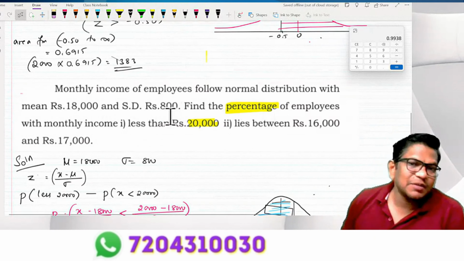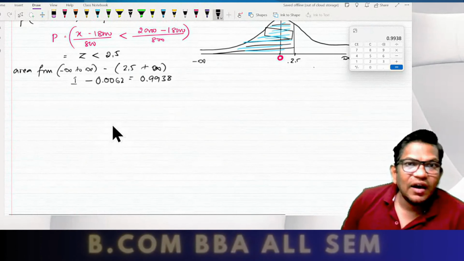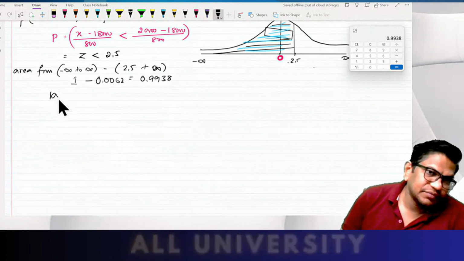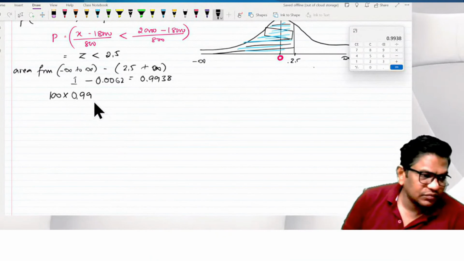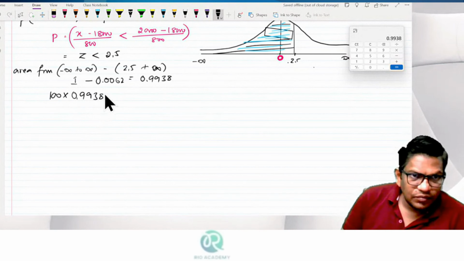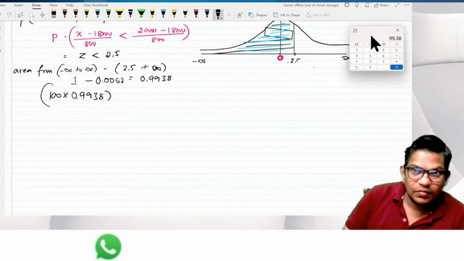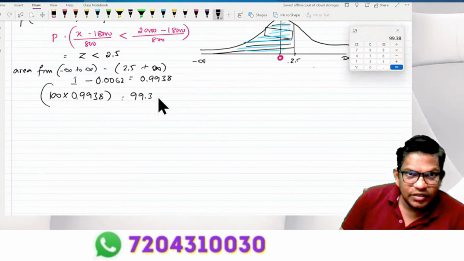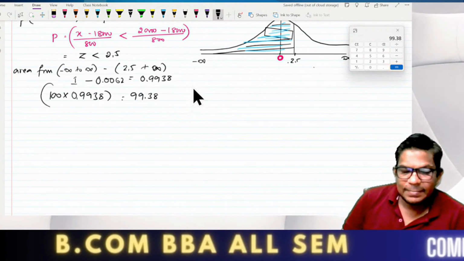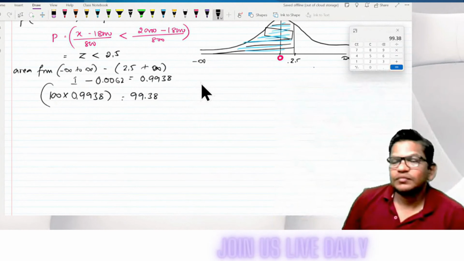Percentage means percentile, so what should you do? We have to multiply with the 100, right? That comes 99.38. समझ में आया?